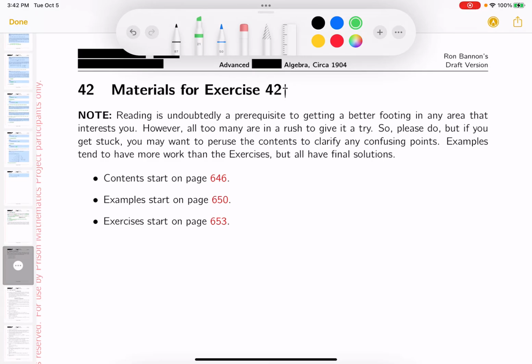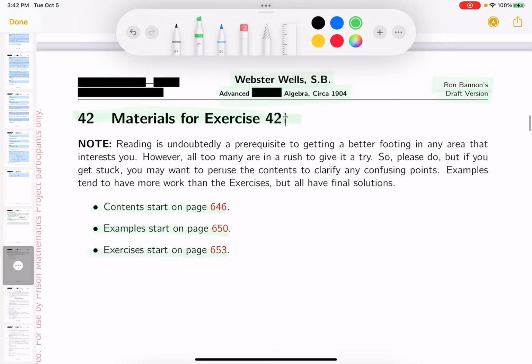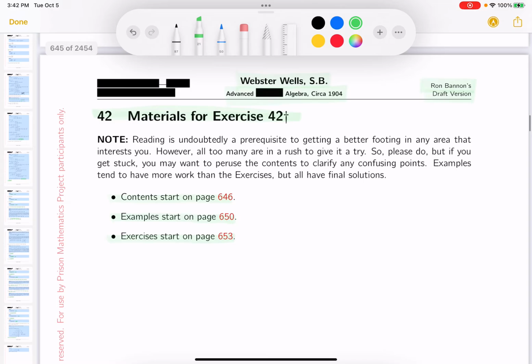Okay, we're in section 42. Again, the sections are going to have contents, examples, exercises. My name is Ron Bannon. This is my version of Webster Wells' Advanced Course in Algebra, which goes back to 1904. The document that you're looking at now is being prepared for the Prison Mathematics Project.